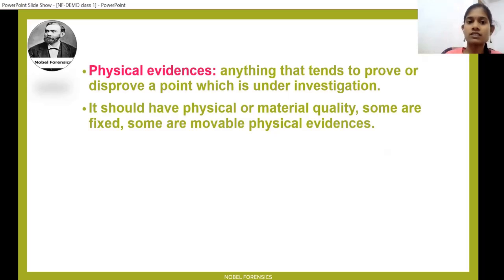But some are fixed evidences, like blood stains on the wall, blood stains on the floor, fingerprints on the table. Those are fixed evidences. They need other techniques to lift them, to develop and collect them. For example, as I said, fingerprint on the table.